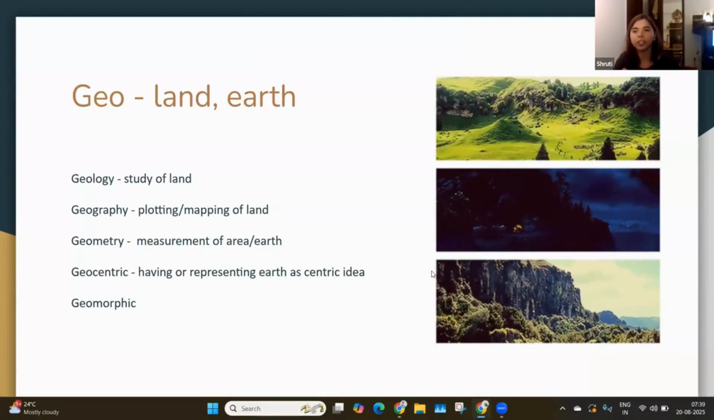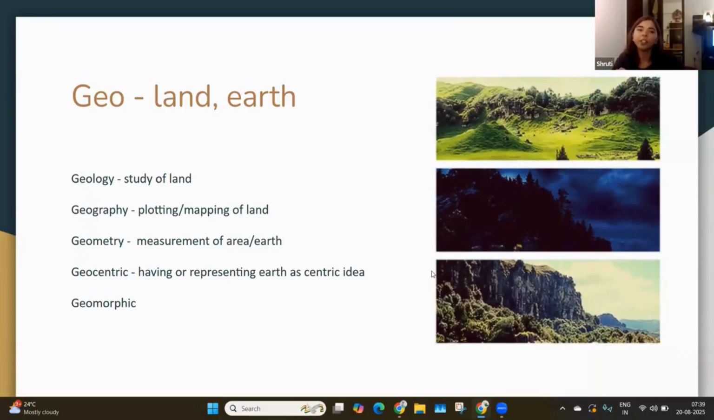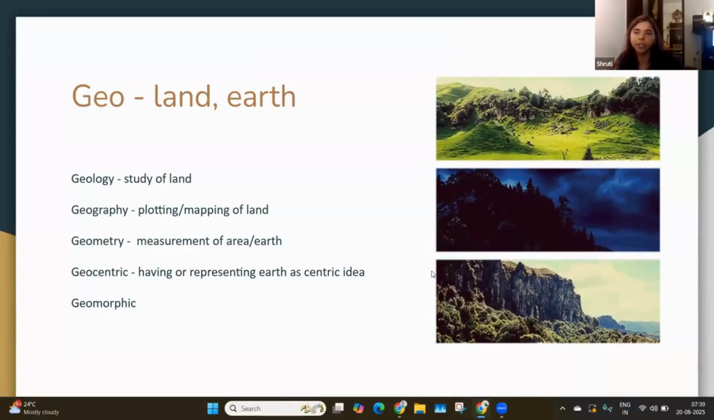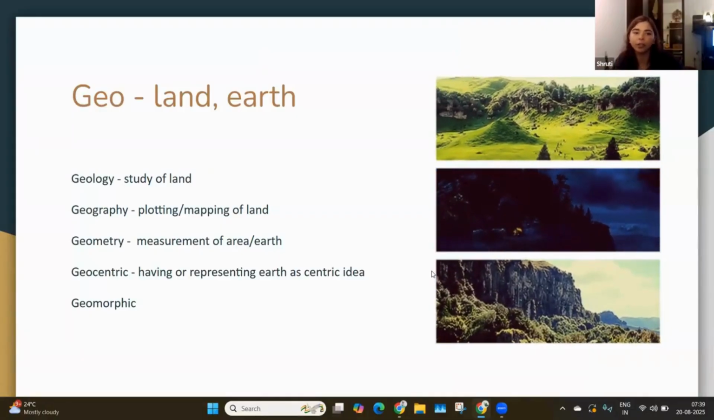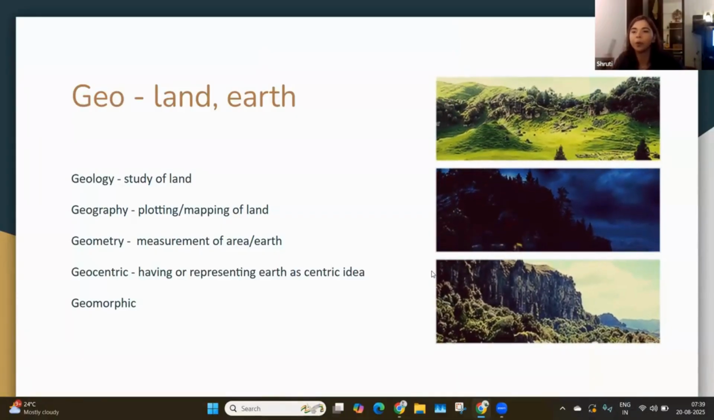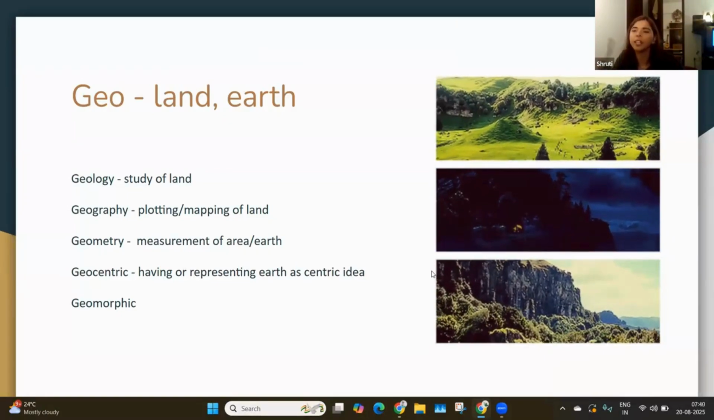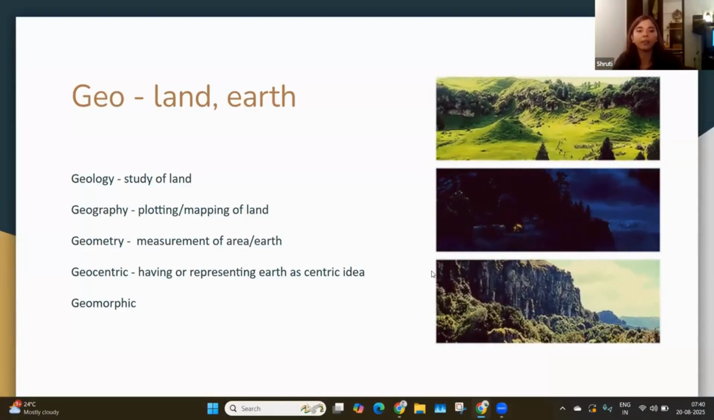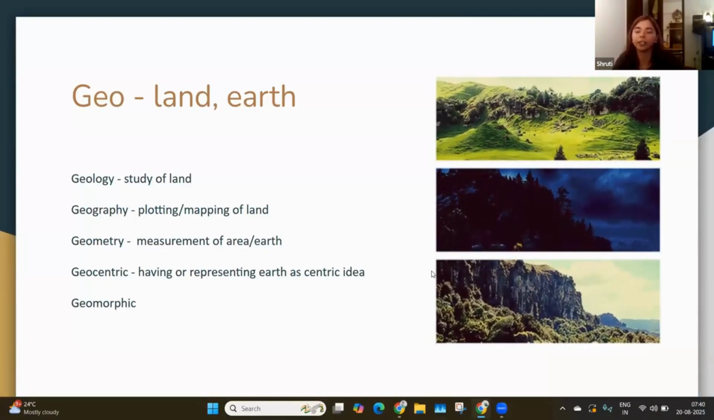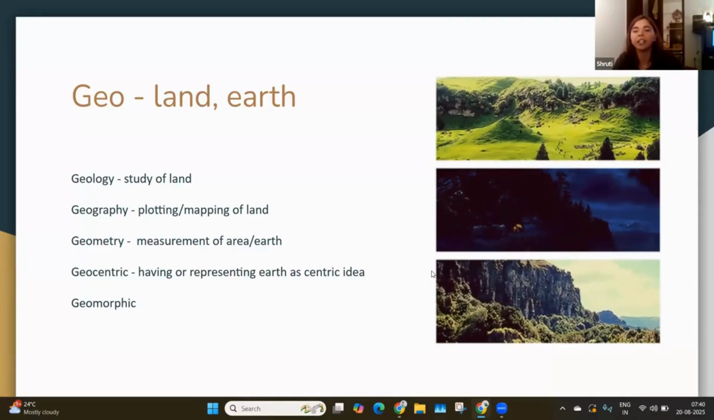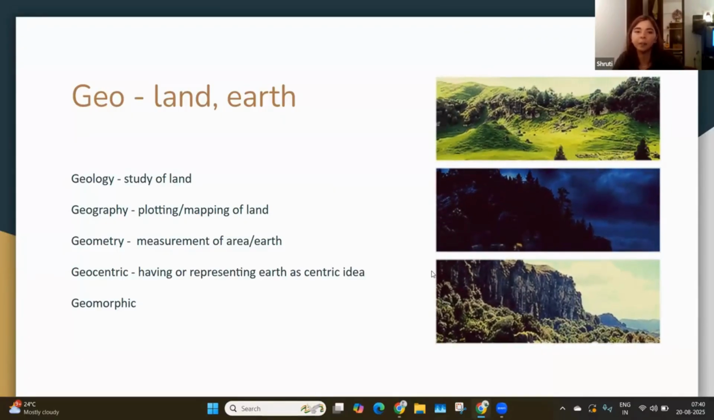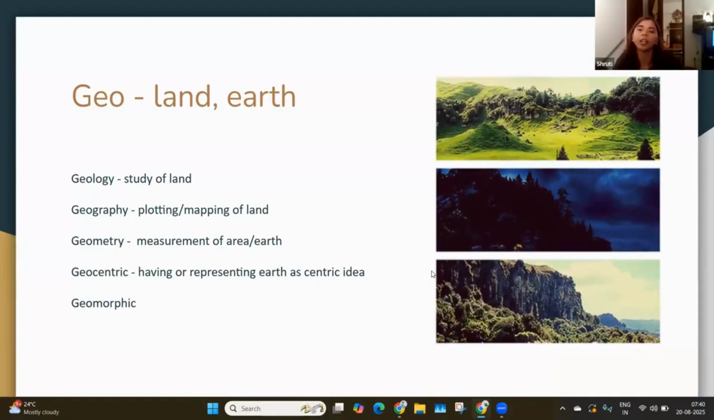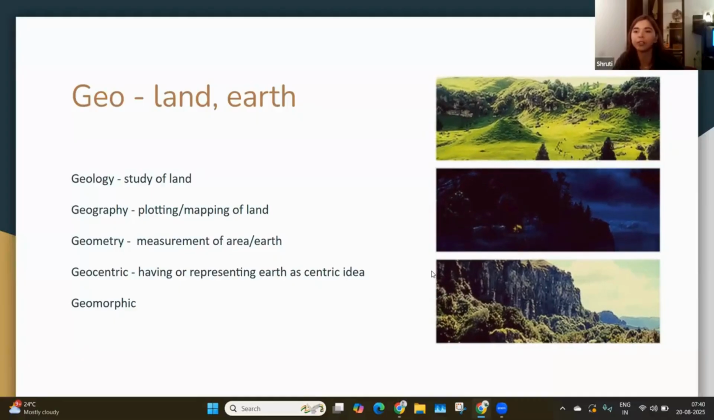What does geo stand for? Geo stands for Earth. So whenever you're talking about anything related to Earth, you will find this particular root being used. In words like geology, geography, geometry, geocentric, and geomorphic, you will find this root. And we had discussed different instances of how it is used. We use it with graphy in geography because we are trying to map out how the land is, how the structures are on the land. So that is what geography is about.